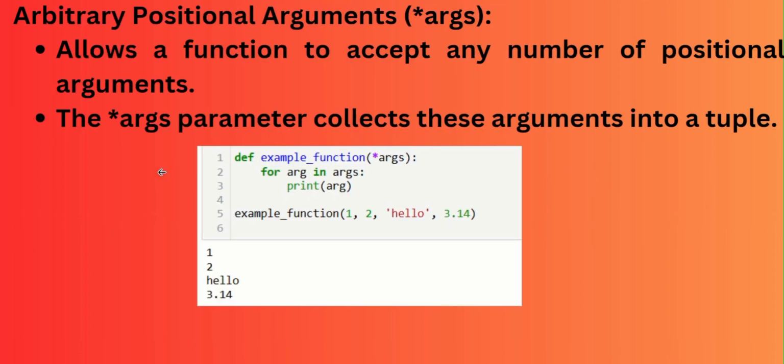Arbitrary positional arguments will allow a function to accept any number of positional arguments. Here is a simple example. I have a function called example_function with a parameter which is an asterisk followed by a variable name, args. In the second line I use a for loop with variable name arg in args and print arg. I'm calling this function example_function in the fifth line, passing the values 1, 2, a string hello, and a floating value 3.14. All these values will get printed here.